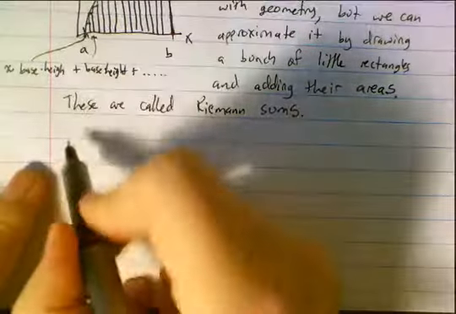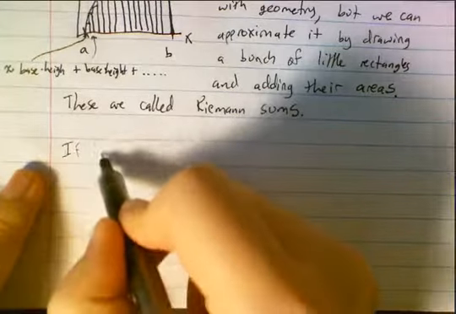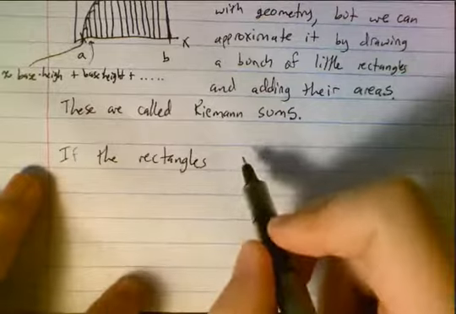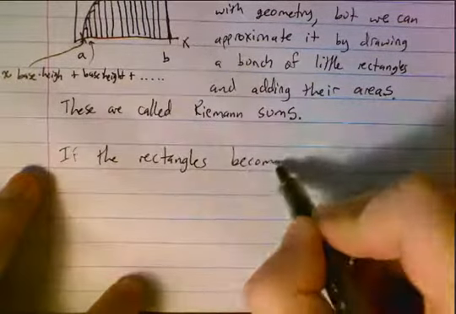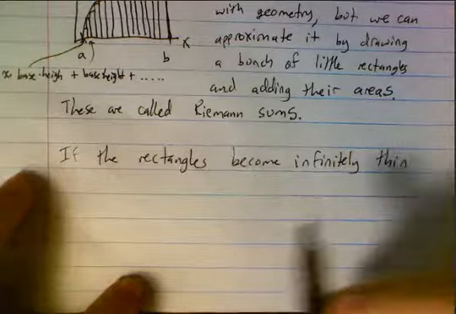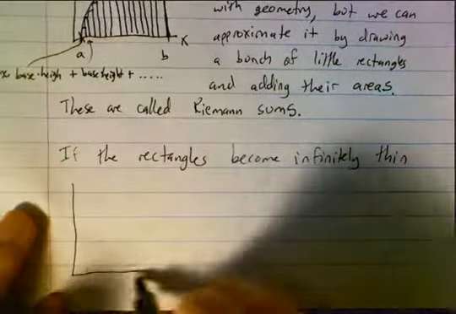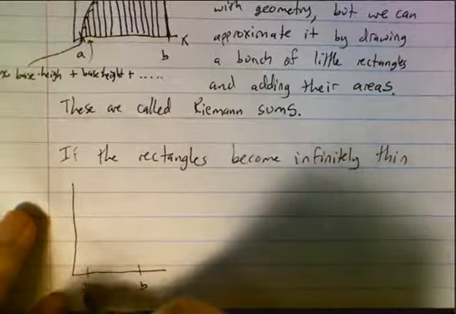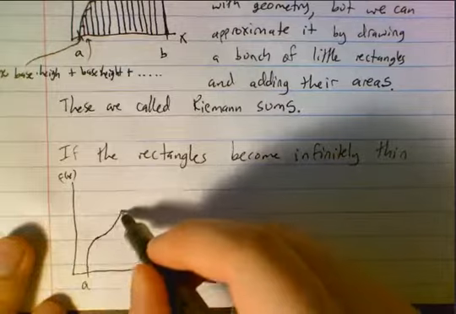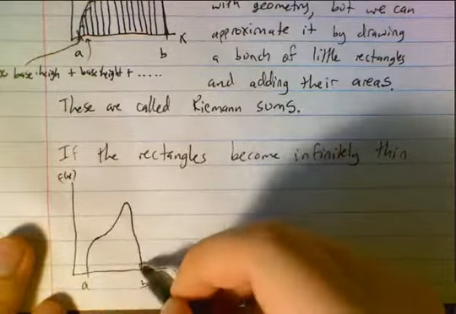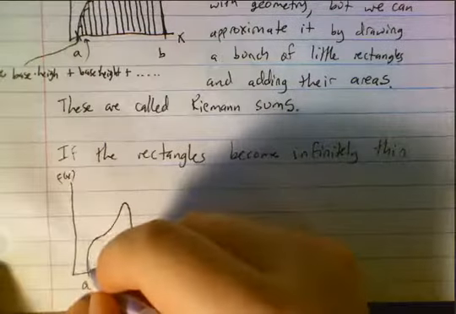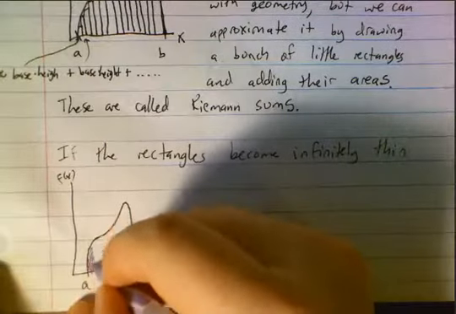And it's this. If the rectangles become infinitely thin, so I'm going to try to resketch this curve that's up here from A to B. This is x, this is f of x. So it looked something like this. So I'm going to attempt to draw infinitely thin rectangles, so just like that. I'm having to draw them a little bit separate.